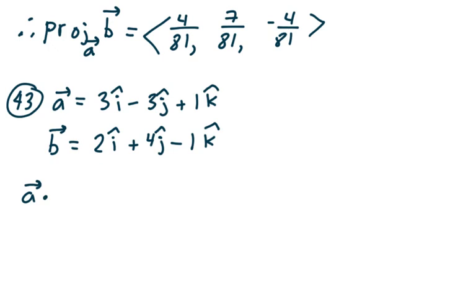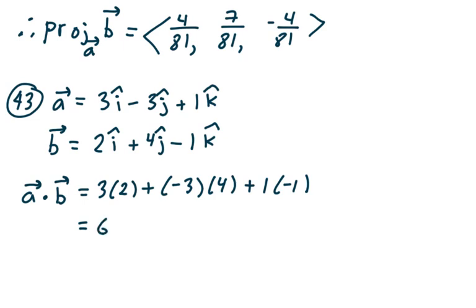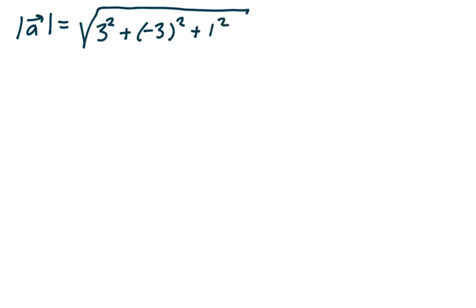And I want the dot product of A and B. Well, what do you get? You get 3 times 2 plus -3 times 4 plus 1 times -1. So this is 6 minus 12 minus 1. I get -7. Okay. And then the magnitude of A. Well, so this is the square root of. We take it one at a time. So I take 3 squared plus -3 squared plus 1 squared. It's the square root of the sums of the squares. And so when I simplify that, I get the square root of 9 plus 9 plus 1, and that looks like it's the square root of 19.